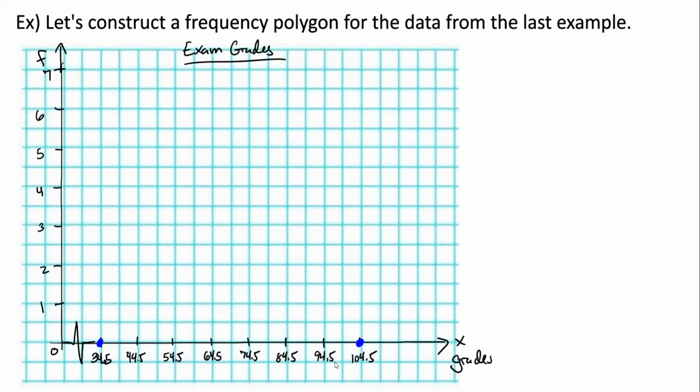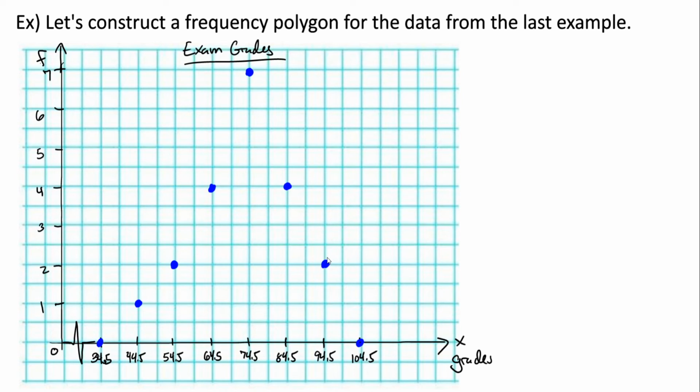Now for all of the other classes, they're going to get a point plotted wherever their class frequency was. So our grade, 44.5, had a frequency of 1, so they get a point over there. 54.5 had a frequency of 2, so they get a dot over here. 64.5 had a frequency of 4, so their dot is here. 74.5, frequency of 7. It's all the way up here. And 84.5, frequency of 4, and 94.5 had a frequency of 2.